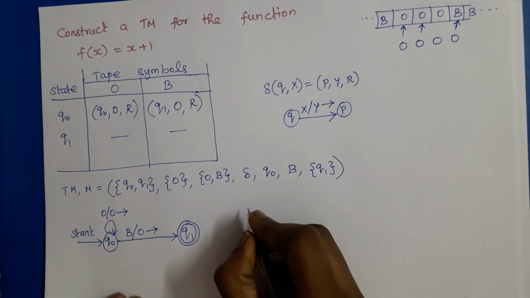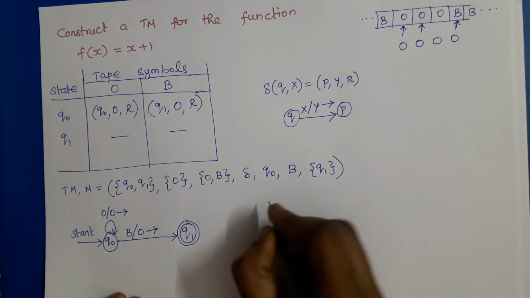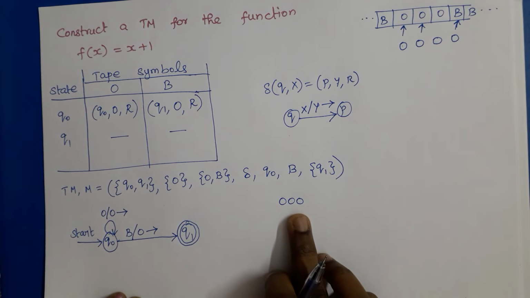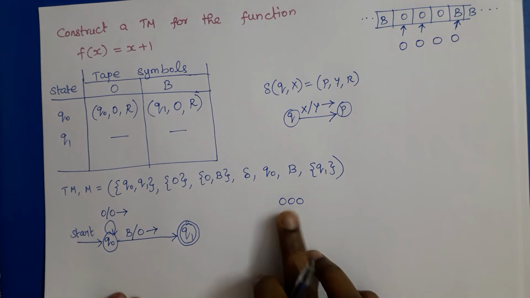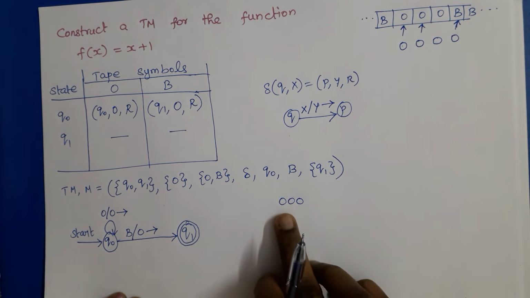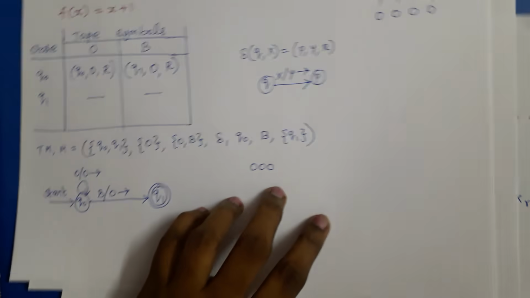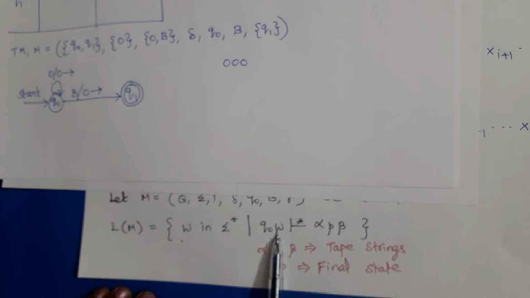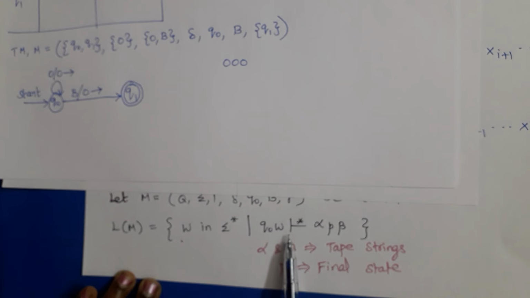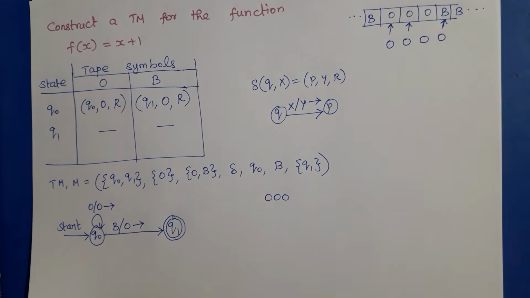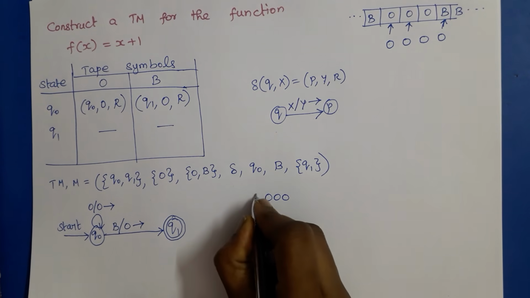Assume that we have the string 000 as the input string. So finally our tape should contain 4 zeros, right? So we have to check the q0 w. Q0 is the start state, and with w, in some number of moves, finally we have to reach the final state. So here the start state is Q0.